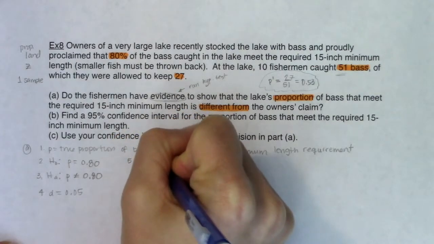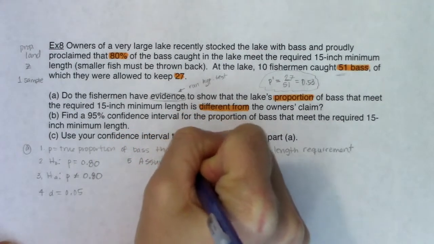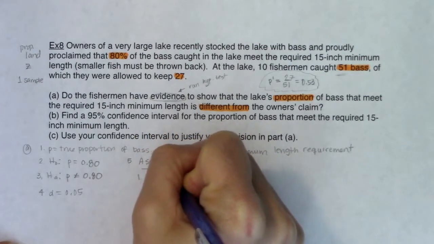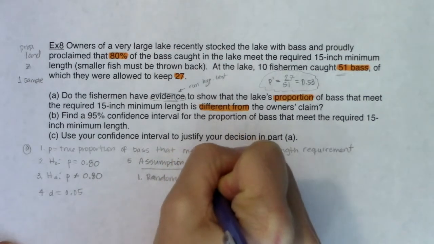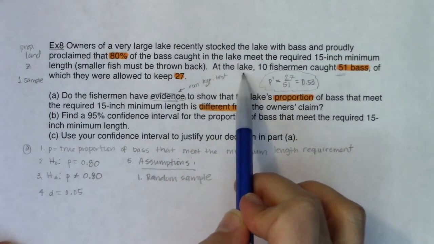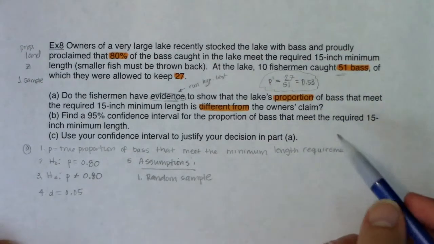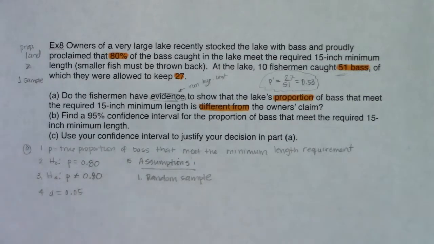So here we go. Assumptions. The first one is, did I have a random sample? All right, did I get a random sample of bass? Let's see. Or it could say sample represents population. All right, let's find out. This one just says at the lake, 10 fishermen caught 51 bass. So I have no mention of whether or not this was a random sample. And you can imagine how hard it would be to actually get a random sample of fish. Like, how do you go to a lake, assign each fish a number, pull out your TI-84 calculator, see which ones you want to include in your sample, and then go get them? It's really hard to do that. In fact, I would argue it's probably impossible, and that's fine.